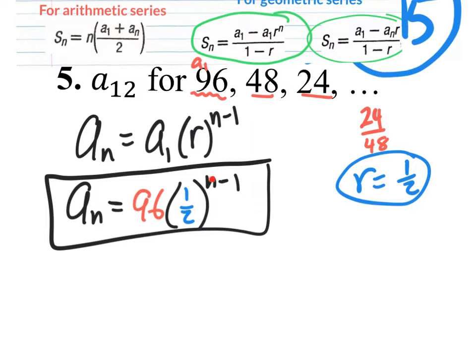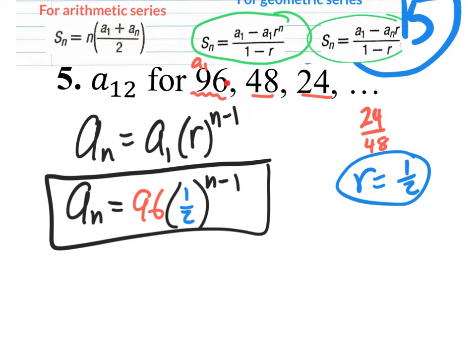If I plug in a 2 right here, that would be 2 take away 1, which is 1. You'd have 96 times 1/2 to the 1 power. So that's really 96 times half, which is half of 96, which is 48. So on and so on. If you want the third term, you could plug in 3. That'll give you 24 as an answer.